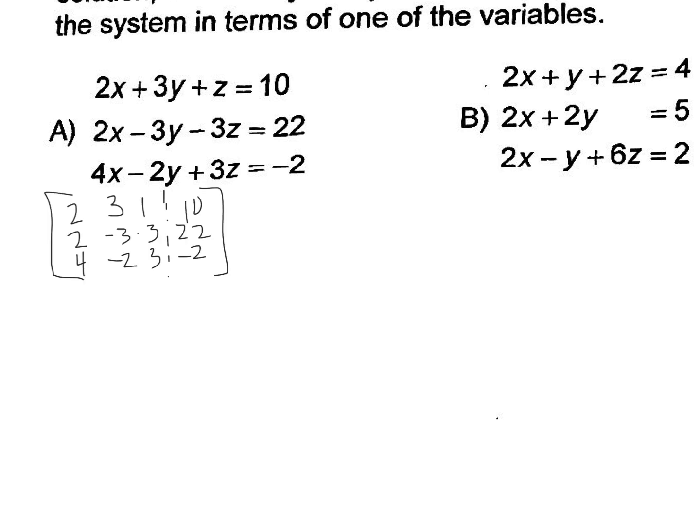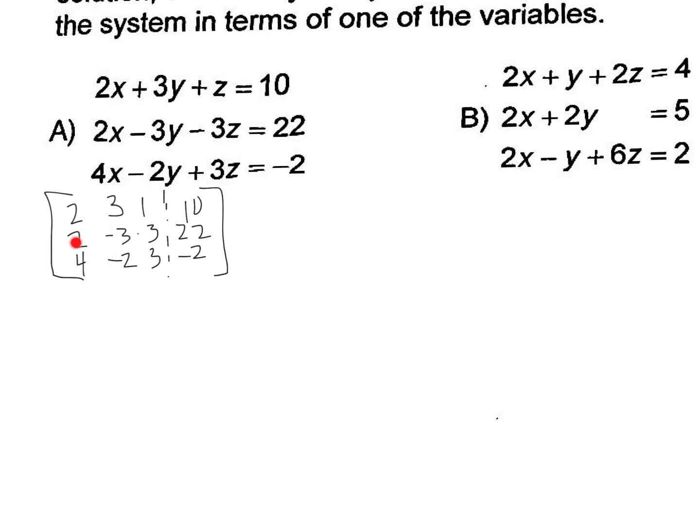So I have my system written in augmented matrix form. First we want to get this to be a 0, then this a 0, then this a 0. Through that process, hopefully we get a 1 here. If not, then we need to do what we need to do to get this a 1 as well.